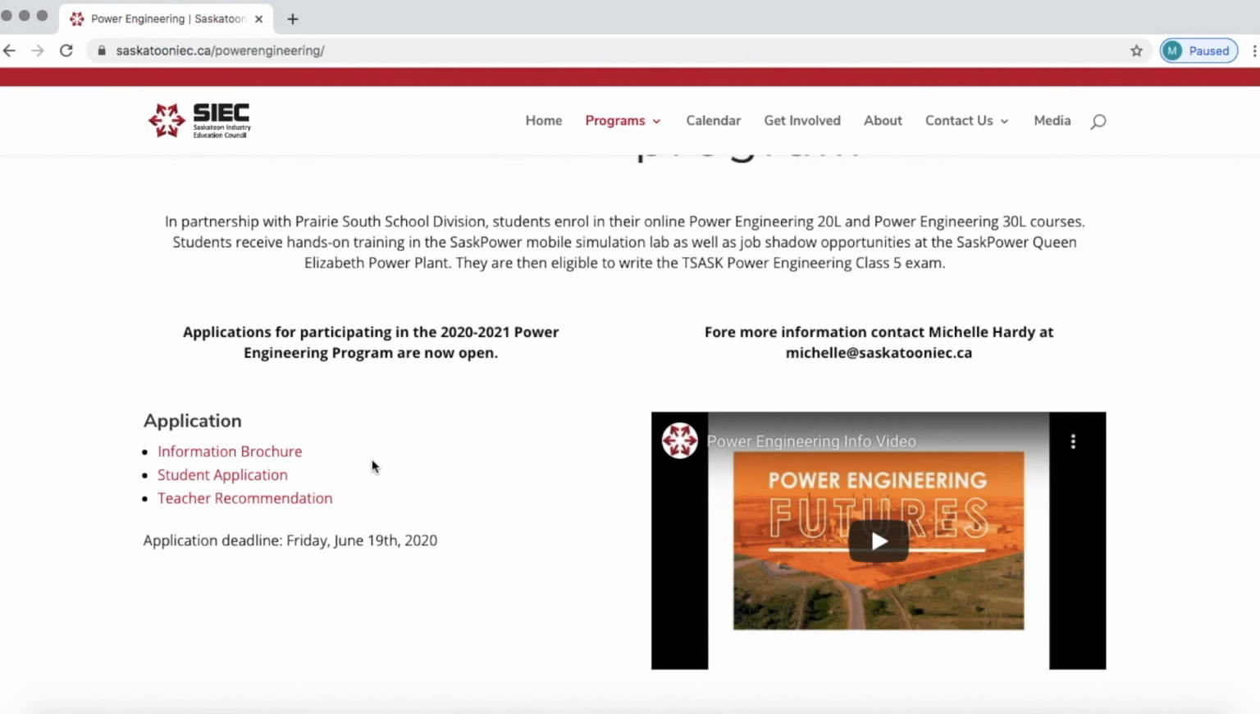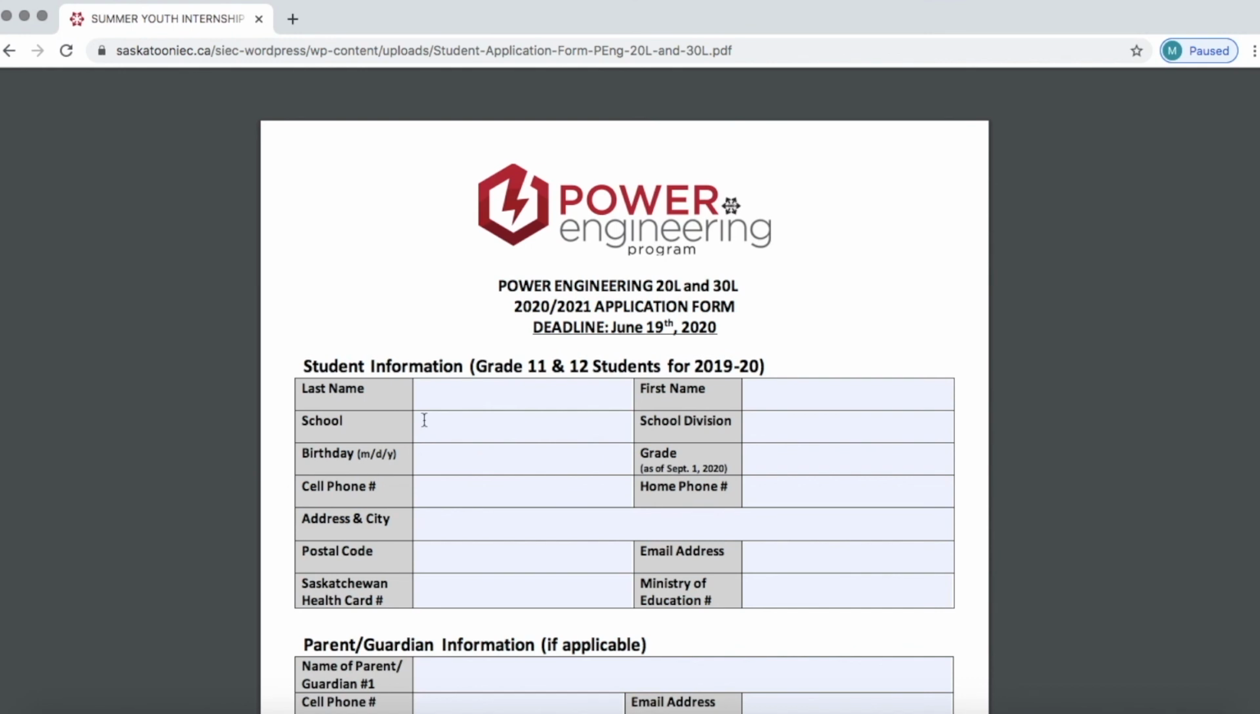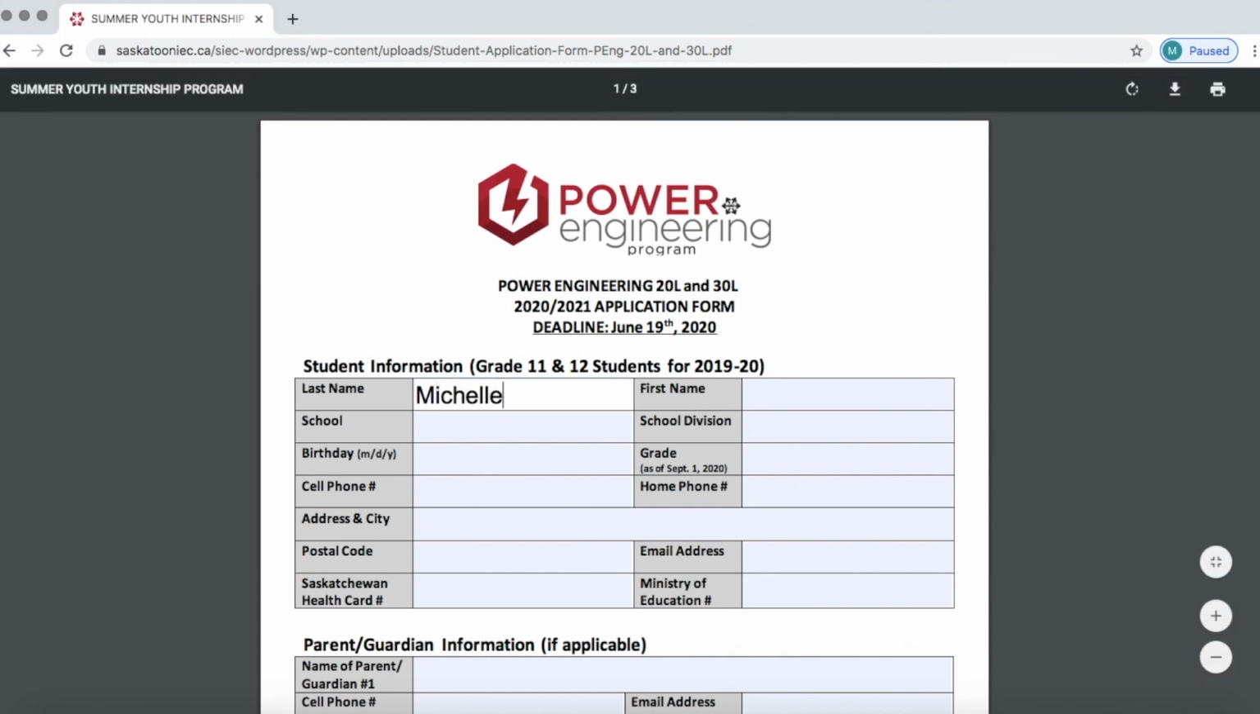So any student wanting to apply will come to this site, and both the student application, the teacher recommendation form, and an information brochure are available for the students. The student application and teacher recommendation are fillable PDFs. And one very frustrating mistake that students often make is they start typing away and they enter their information, and then when they hit download, the information doesn't save.